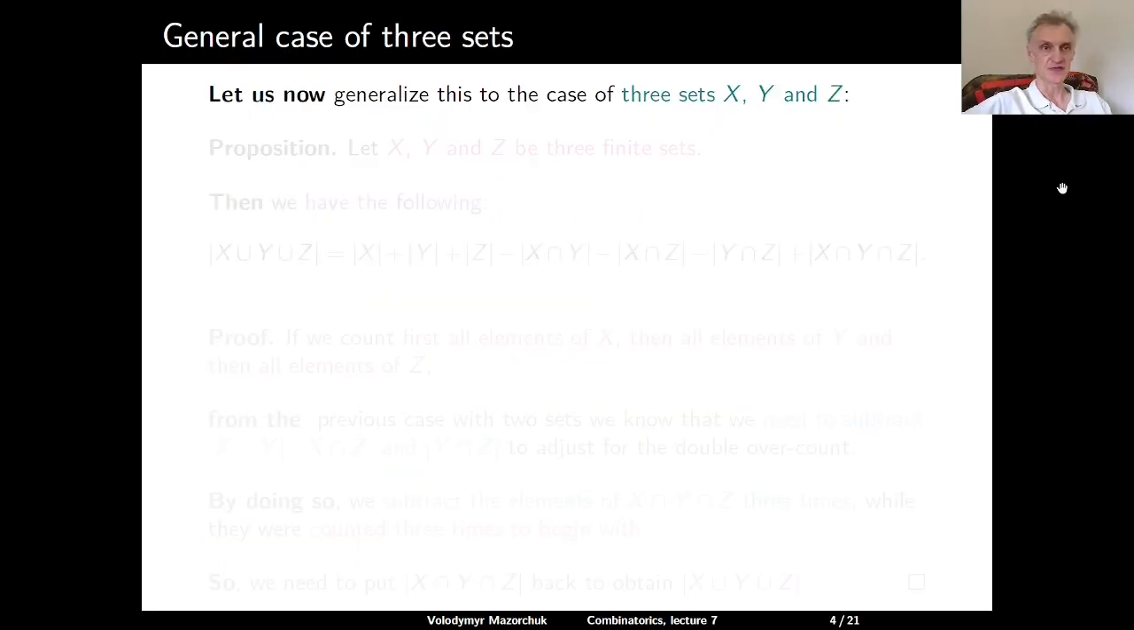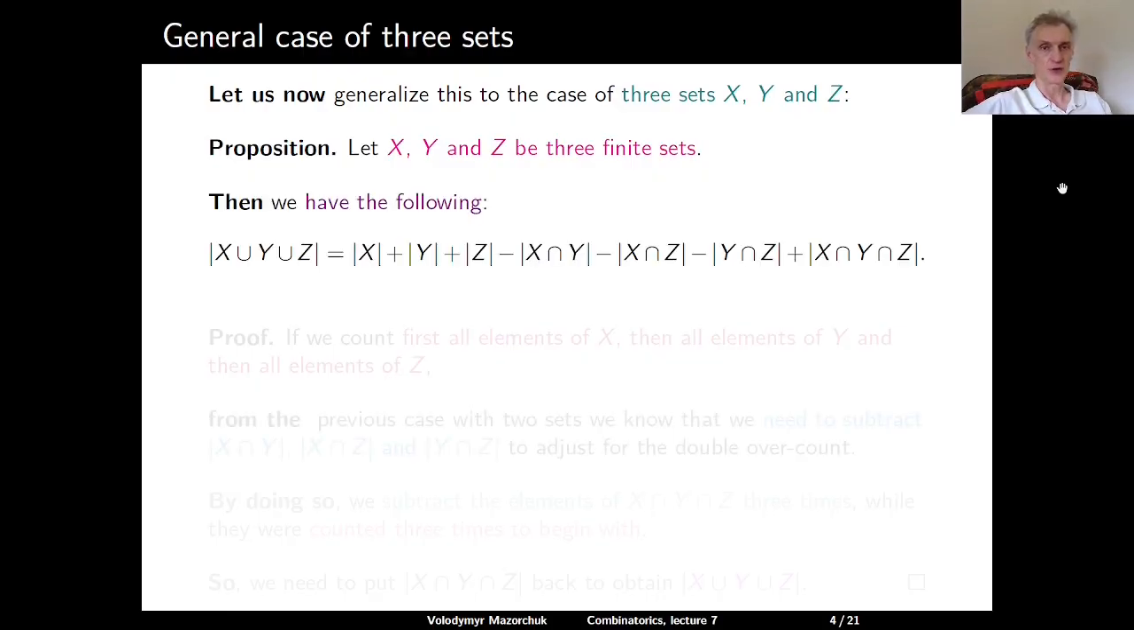Let's go to the case of three sets. Assume that we have three finite sets, X, Y, and Z, without any further restrictions. Then we have the following formula. The cardinality of the union of X, Y, and Z equals the cardinality of X plus the cardinality of Y plus the cardinality of Z minus the cardinality of the intersection of X and Y minus the cardinality of the intersection of X and Z minus the cardinality of the intersection of Y and Z plus the cardinality of the intersection of X, Y, and Z.